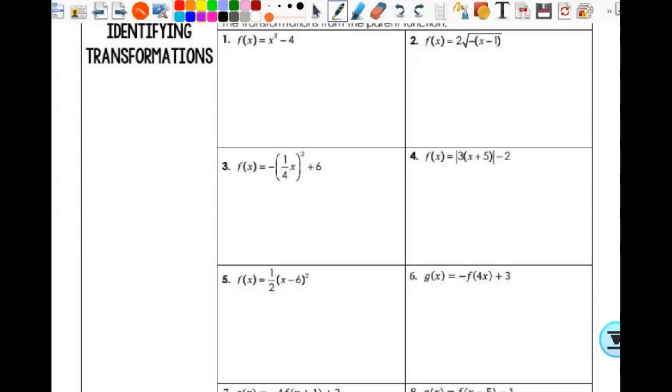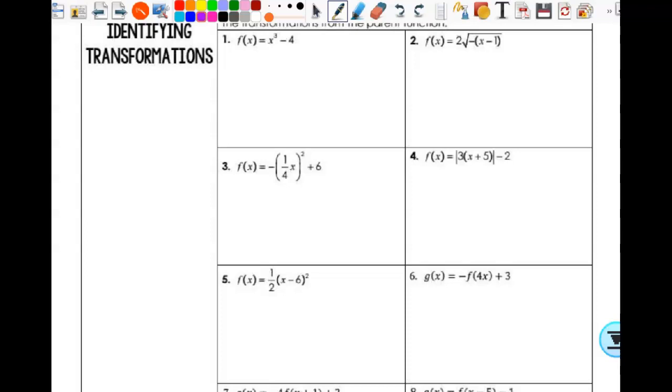When we look at number 2, we've got all this stuff going on underneath that square root. So something is happening to the x value before we actually take the square root. Does that make sense to you? So that's why I'm asking, does it affect x or does it affect y? If a transformation affects x, then it's happening before the actual function part, whatever that is, whether it's cubing it or taking the square root of it or the absolute value or whatever's happening here.